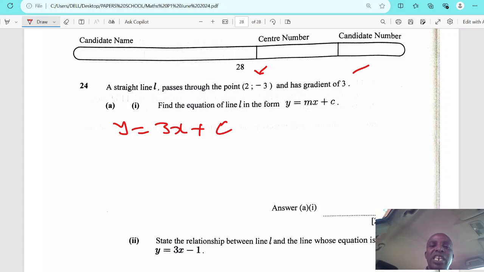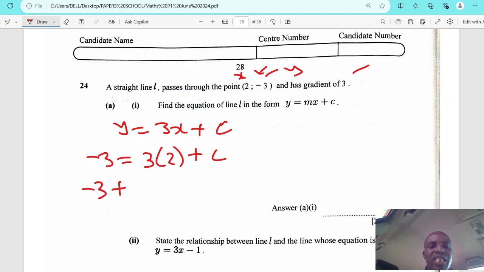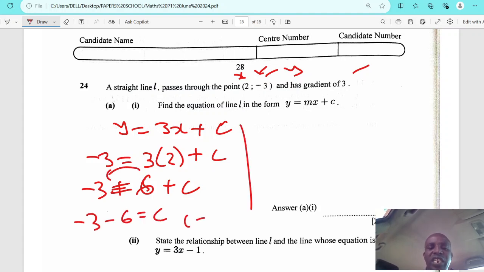So you take the point. This point means x is equal to 2 and y is equal to minus 3. You substitute here. Where there's y, put minus 3. Where there's x, put 2. Minus 3 is equal to 6 plus c. Then minus 3 minus 6, taking it to the other side, is equal to c. So c is equal to minus 9. Take your c and substitute it here. It will be y is equal to 3x minus 9.